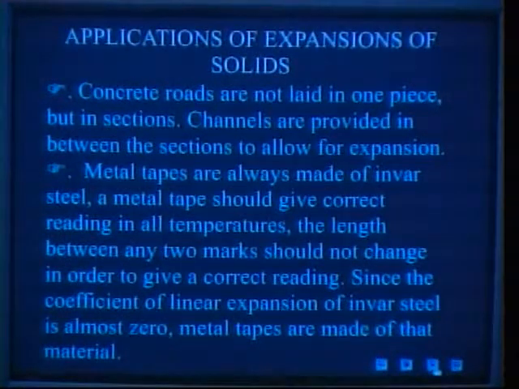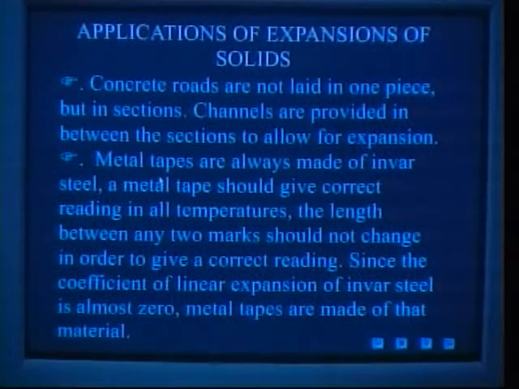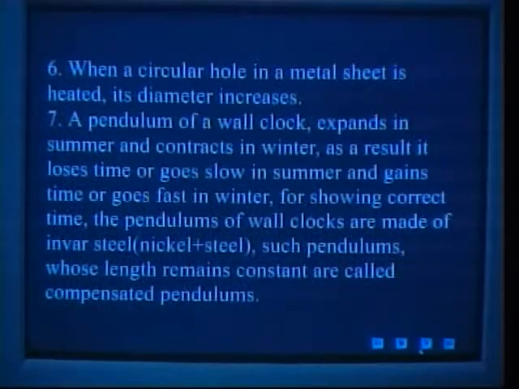For the same reason, concrete roads are not laid in a single piece, but in sections to allow for expansion during summer. When metal tapes are used to measure length, they must be made of invar steel because it has a very low coefficient of linear expansion. Otherwise, it will give different measurements depending upon the seasons. When a metal sheet with a hole is heated, the diameter of the hole increases because of heating. The pendulums of wall clocks must also be made of invar steel because of its least linear coefficient.